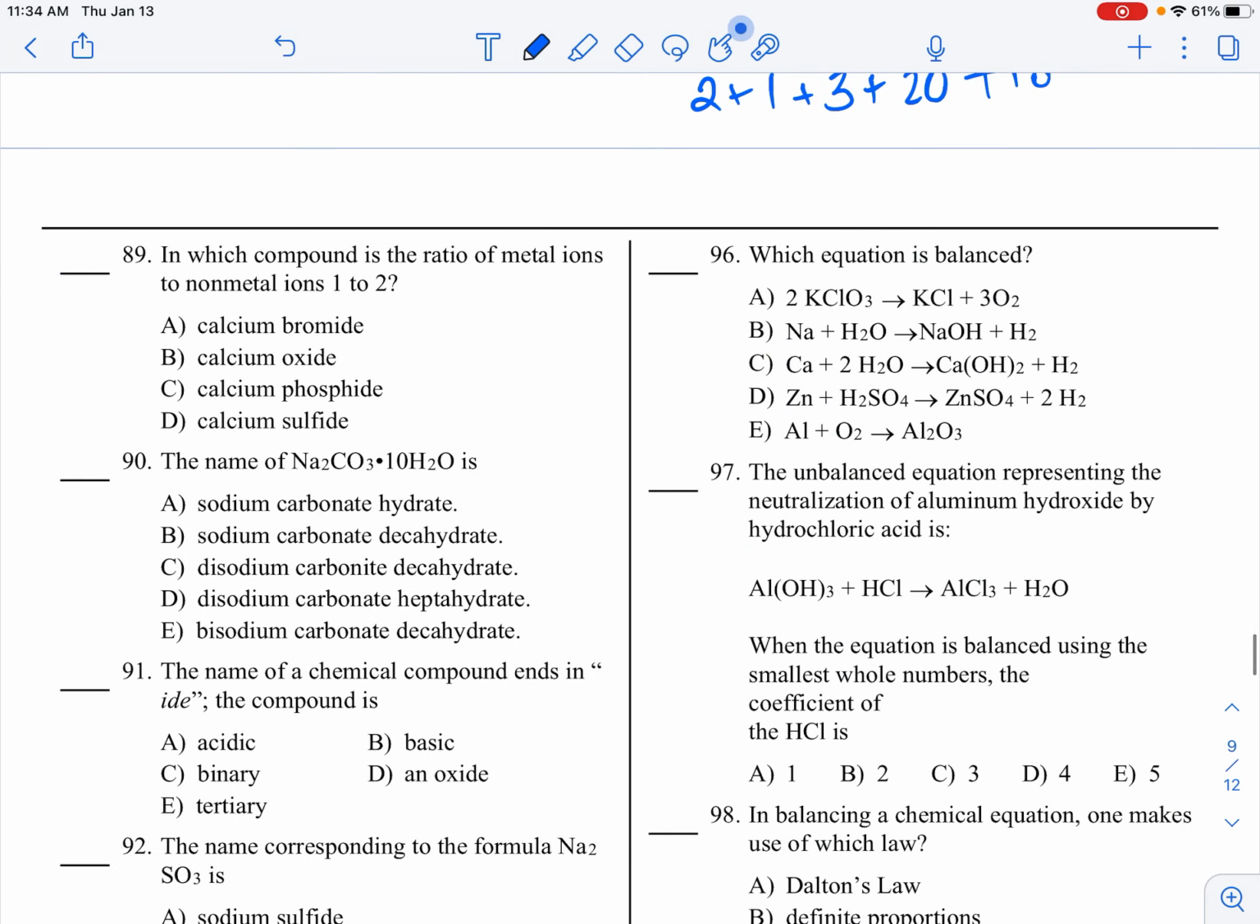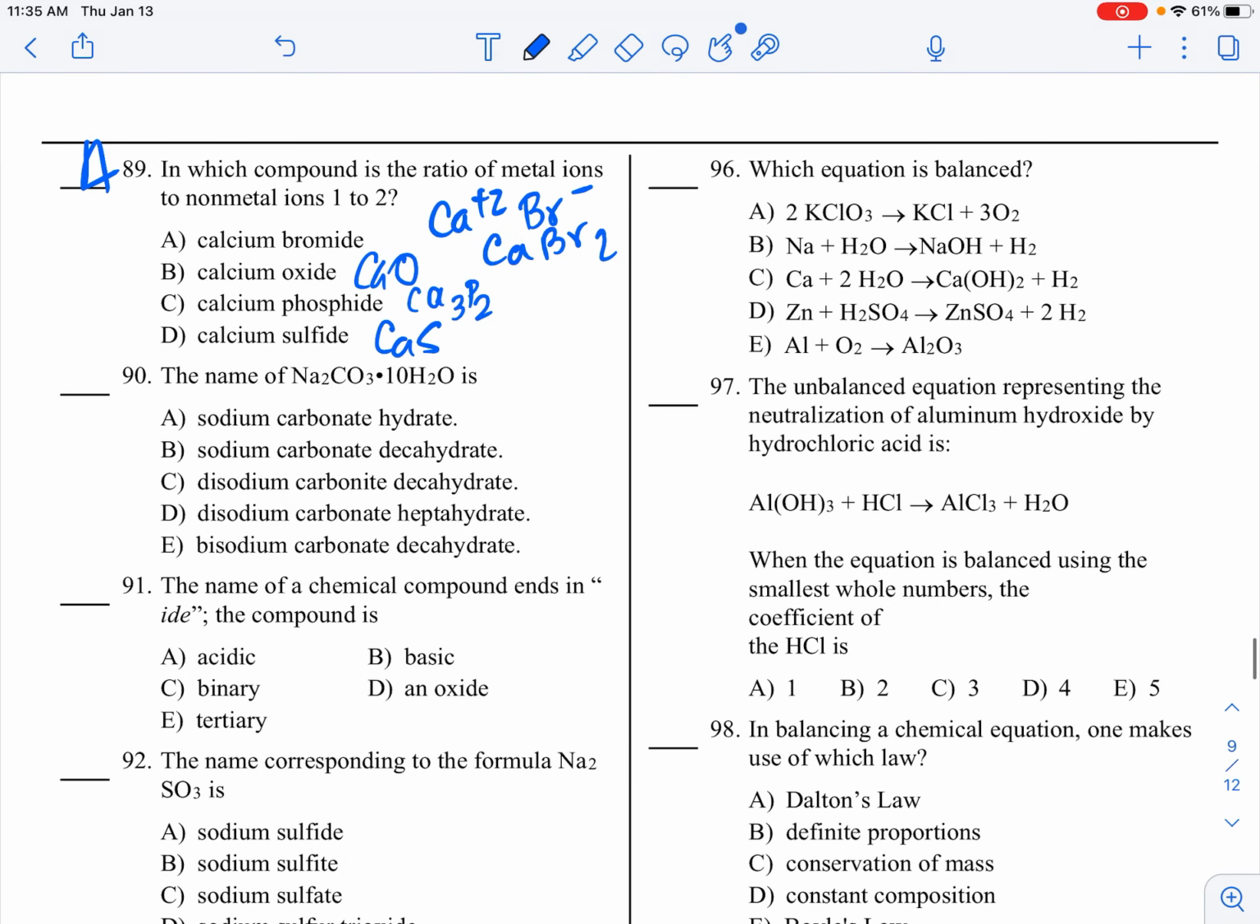In which compound is the ratio of metals to nonmetals 1 to 2? So I got to write these. So calcium +2 for all of these. Bromine is a -1, so that's going to be CaBr2. So metals is 1, nonmetals is 2. It's probably going to be that answer. This is going to be CaO, this is going to be Ca3P2, and this is going to be CaS.